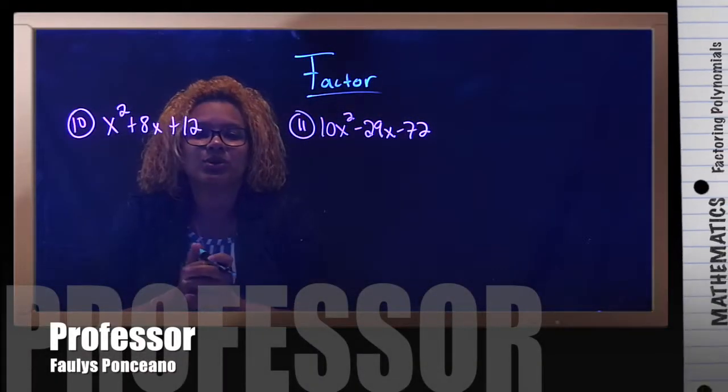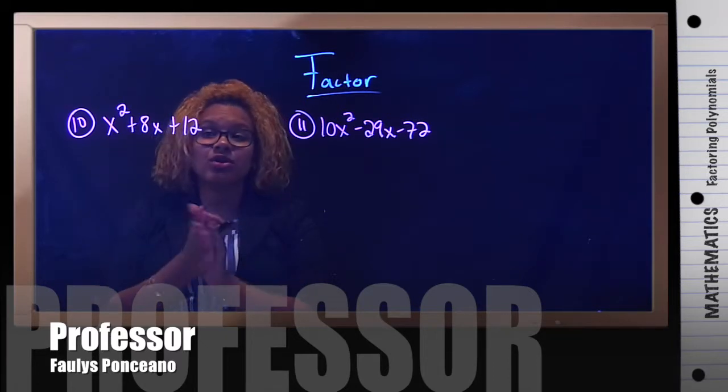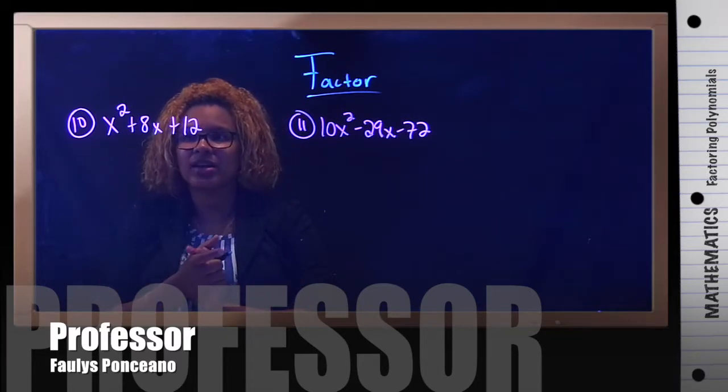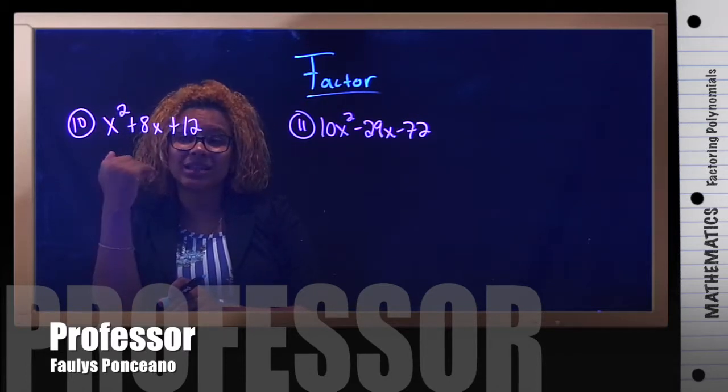In these examples, we're going to factor. And we're going to start with the first question always. Is there a GCF? So let's start with number 10. And look, is there a GCF? Do all the numbers have something in common?